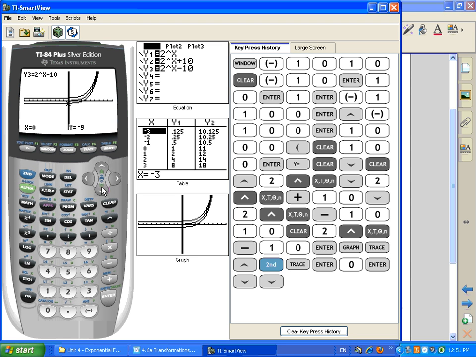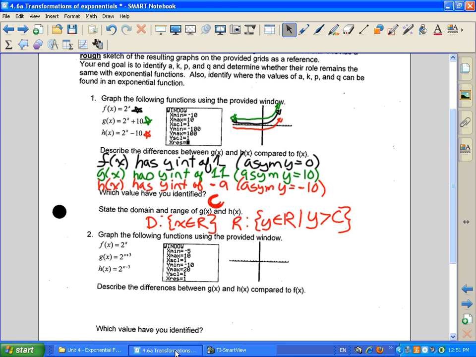If I scroll down to my next one, that's where you're going to get -9. And if I go up, that's where you're going to get your 11, depending on what equation you're looking at. All right, let's go back to the handout here.